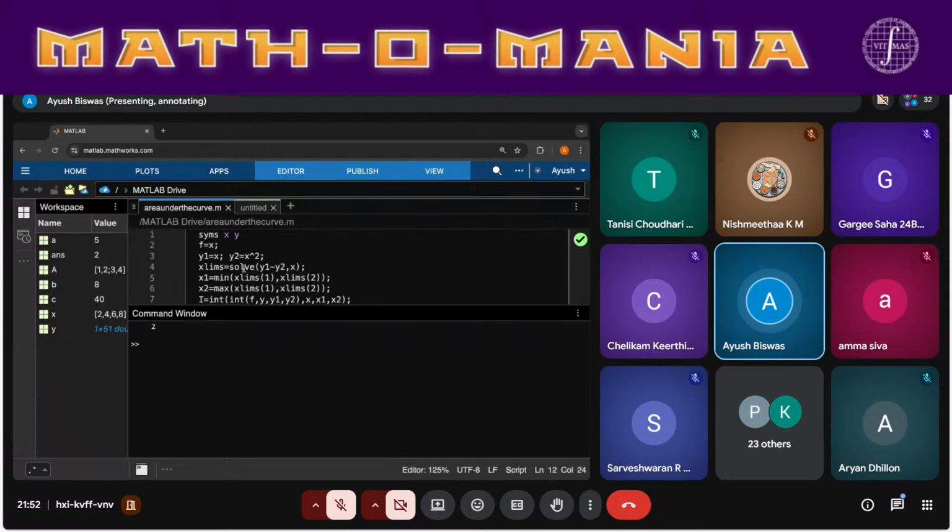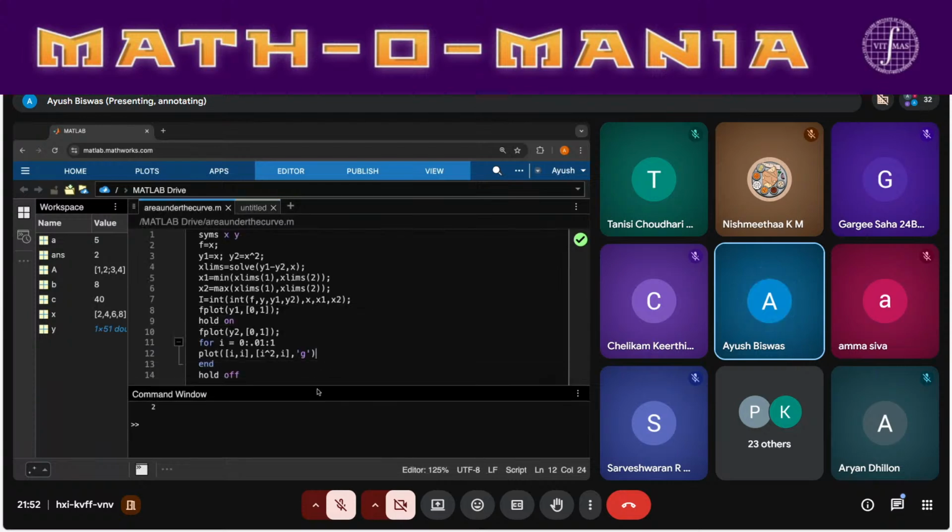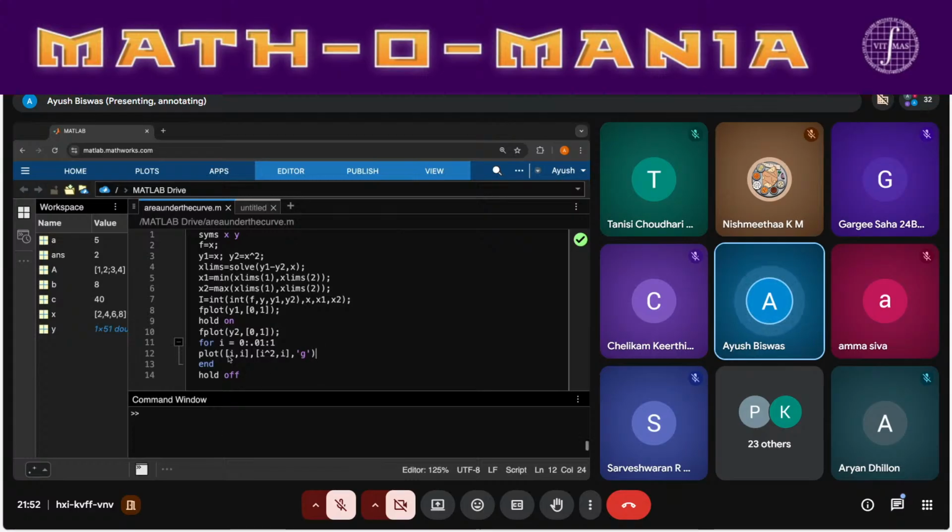So here I've already written out the code which will give us the solution, but let's walk through it line by line. Since x and y is the first line, what it basically does is it tells MATLAB that x and y are symbolic variables and not to interpret them as numbers. The next is f is equal to x. F is equal to x is basically telling us the integrand. So we'll be integrating x.